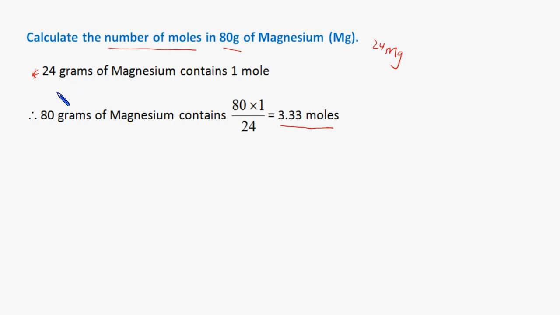Now essentially what I'm doing here is cross multiplying. Taking the 80 multiply by 1, and then I have to divide it by 24. All the mole calculations examples that we're going to do are going to follow this format. So the first thing you have to ask yourself is, what is the question asking? In this case it is moles, so therefore I need to write my statement so that the moles is on the right hand side. Let's do another example.